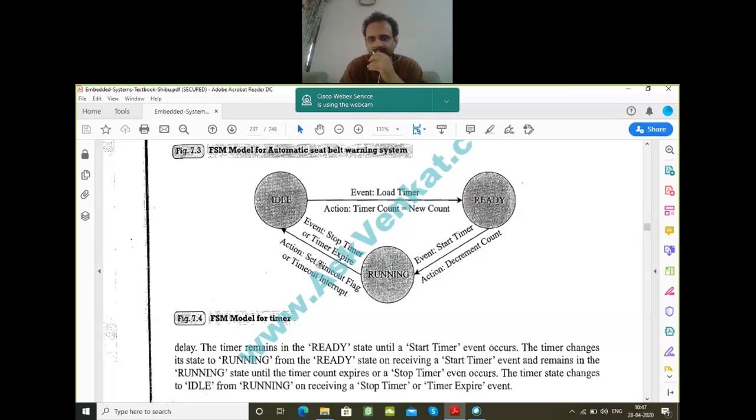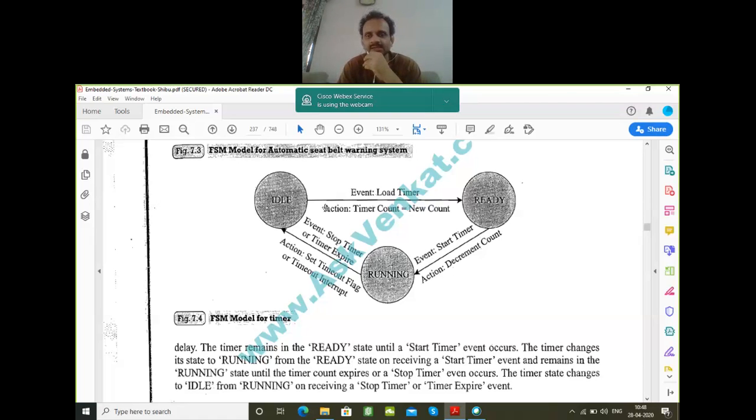So set a timeout flag or timeout interrupt. If suppose some interrupt happens or if the timeout flag is cleared, then it will move to idle state. One simple example is that of a stopwatch. So you know what a stopwatch is. Stopwatch means when you turn it on, it will start the countdown. 100, 99, 98 till 00. At 00 it will stop.